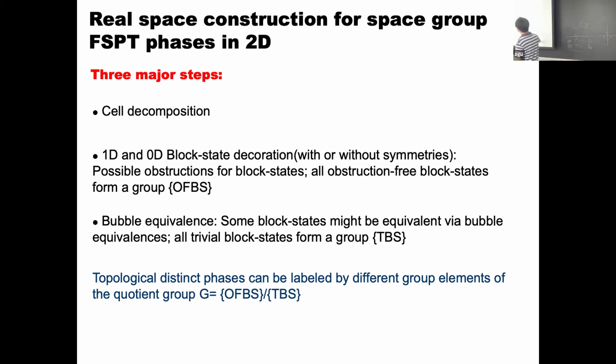Now I will explain the generic scheme. It's very similar to our exercise for the point groups, but we want to make this more systematic. So we list 3 basic steps. Step 1 is the so-called cell decomposition. We want to decompose the space into cells that satisfy all the group symmetry operations.